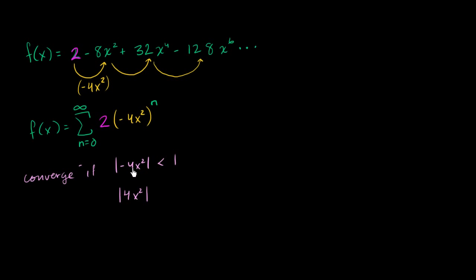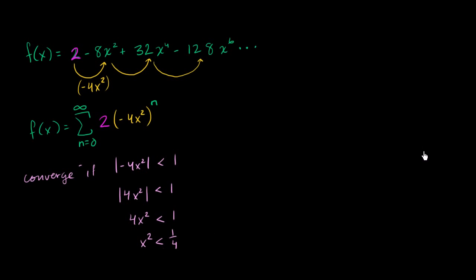Negative 4x squared is going to be non-positive. So if you're taking the absolute value of a non-positive thing, that's going to be the same thing as the absolute value of the negative of it. So this just has to be less than 1. And the absolute value of something that is strictly non-negative like this, well, that's just going to be 4x squared. These two statements are equivalent, and that has to be less than 1. You can divide both sides by 4. You get x squared is less than 1/4.